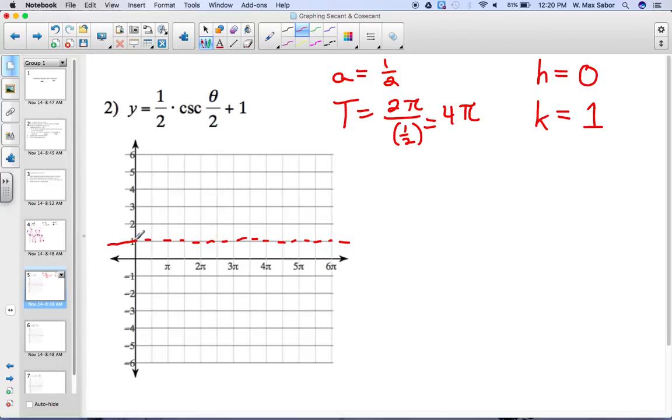So the horizontal shift says start at x equals 0. Because it's sine, I'm going to start with an equilibrium point. Then we'll move 1 period later. So 1 period later than 0 is 4 pi. So there's our next equilibrium point. And then I can use the amplitude of 1/2 to fill in our maximum and minimum points here. So that'd be a maximum, that'd be another equilibrium. Now we have graphed sine.